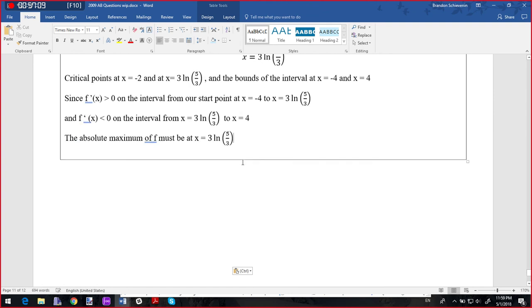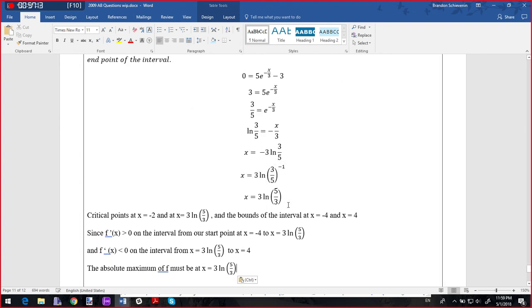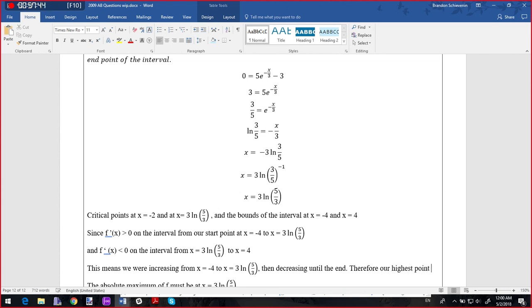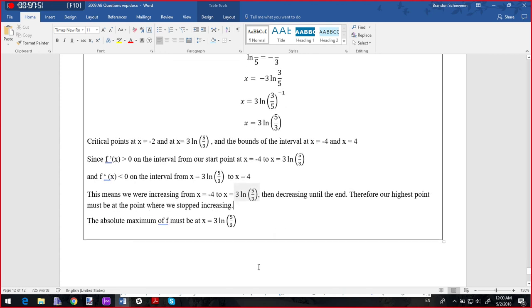Okay, any questions on what we did? I'm going to write this out one more time in English. This means we were increasing from x equals -4 to x equals 3 ln 5/3. Then decreasing until the end. Therefore, our highest point must be at the point where we stopped increasing. That means the exact same thing, but that might make more sense as far as English goes.